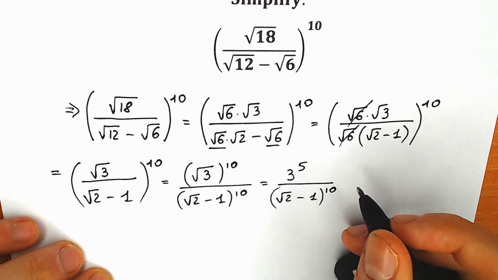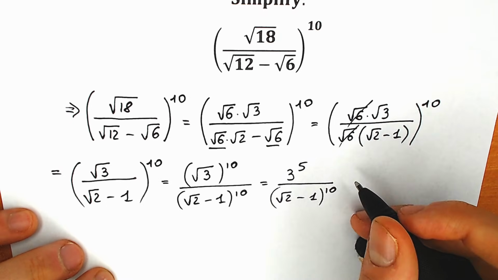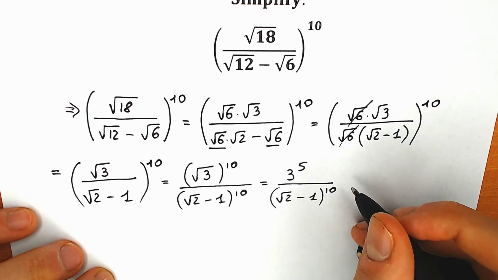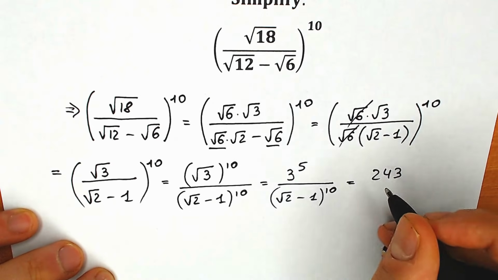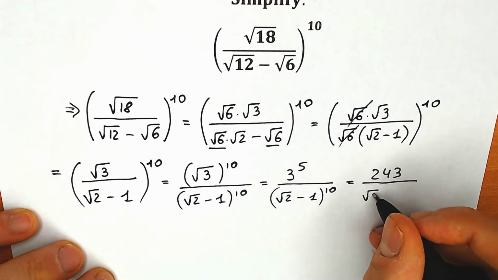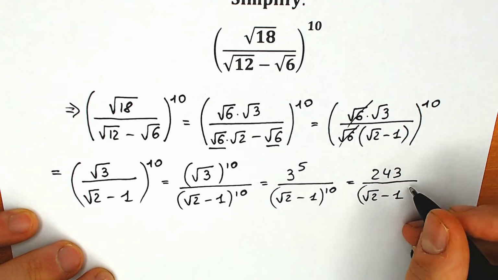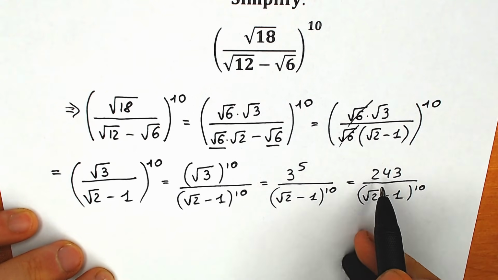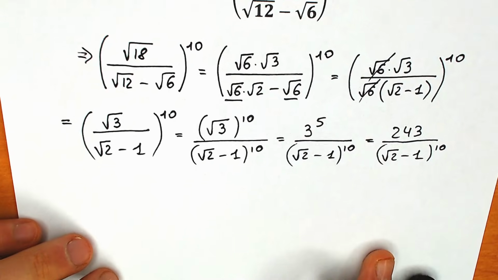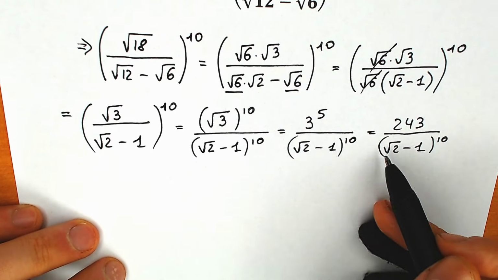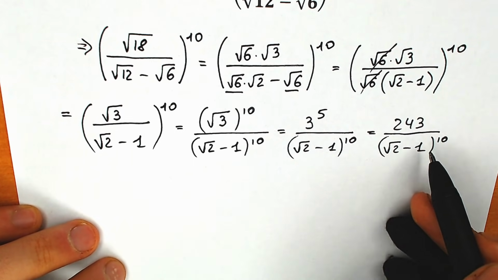Right now, 3 to the power 5, this is our table case. This is equal to, if I'm not mistaken, 243. Yeah, we have 243, and we divide by the square root of 2 minus 1 to the power 10. And if you look closely, 243 in our numerator, everything is great. We have a constant, so we simplify our numerator. But in the same way, we have the power 10 in our denominator.